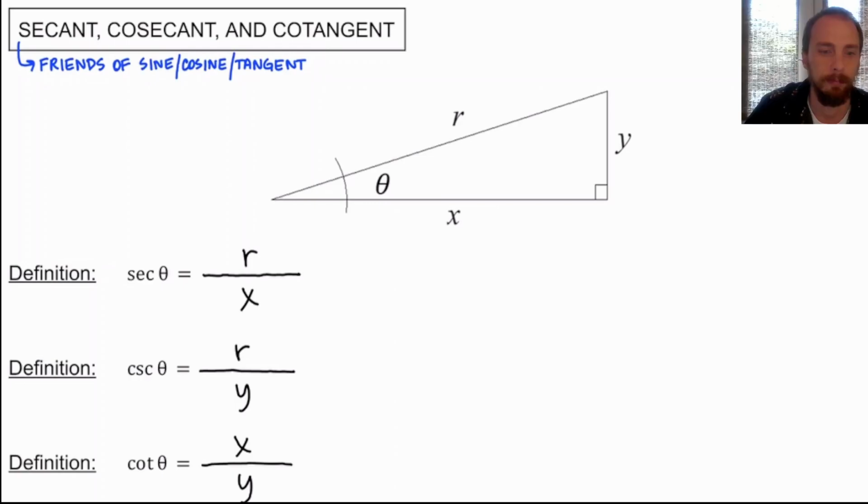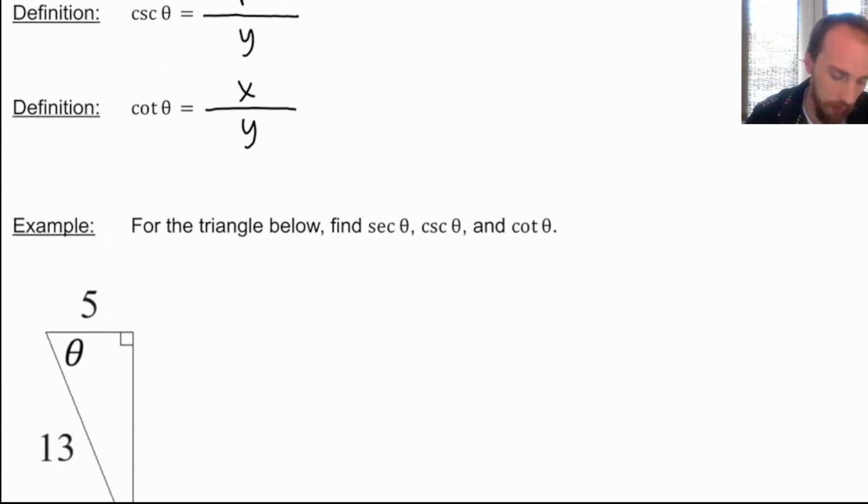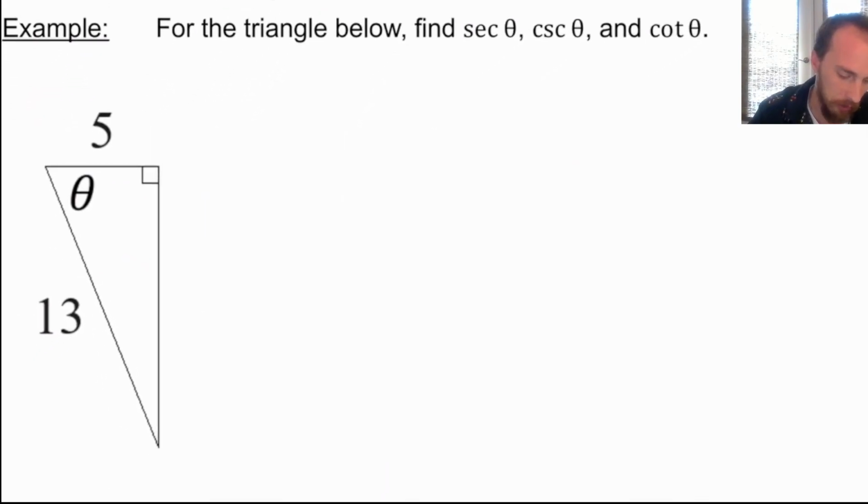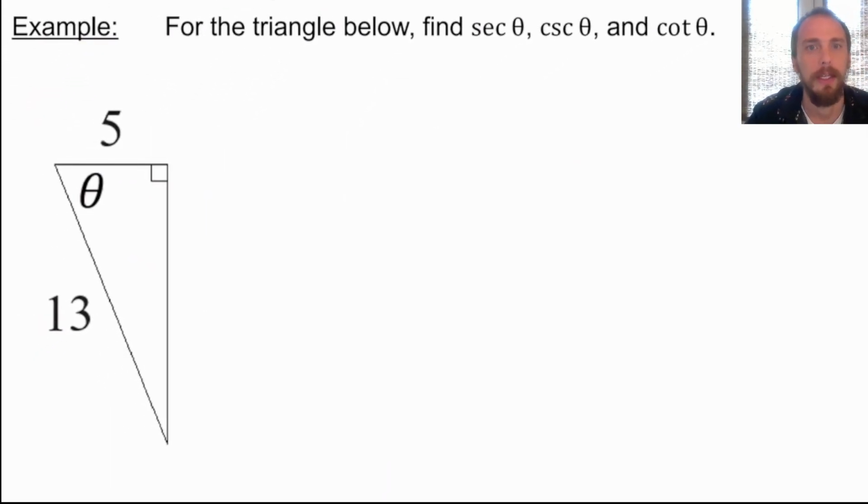What I was also going to say about this, I think the identities are down below. So let's actually compute some secant, cosecant, and cotangent values. But first, I'm actually going to switch the order here. I'm going to go down and talk about the identities first.